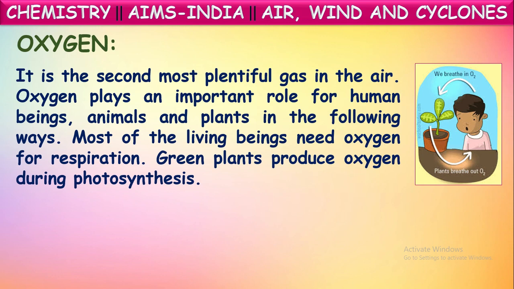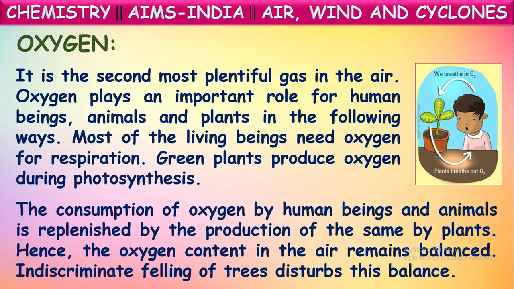With the help of this oxygen gas only, the respiration process is going on in all human beings and animals. And even green plants produce oxygen during the photosynthesis process. So animals and human beings consume this oxygen gas by breathing and utilize it for their respiration process, whereas plants release this oxygen gas in the process called photosynthesis. So in the photosynthesis process, plants release oxygen gas, and animals and human beings consume this oxygen gas in the respiration process.